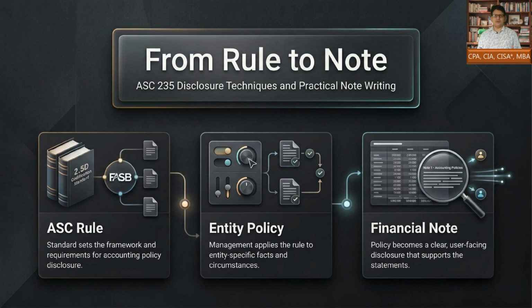ASC 235 does not write the note for us. It tells us when a policy disclosure is needed and what kind of usefulness it should provide. So today, we are not just memorizing disclosure techniques. We are learning how to convert accounting judgment into readable financial reporting. A good policy note is like a good map. It does not walk the journey for the user, but it stops the user from getting lost.